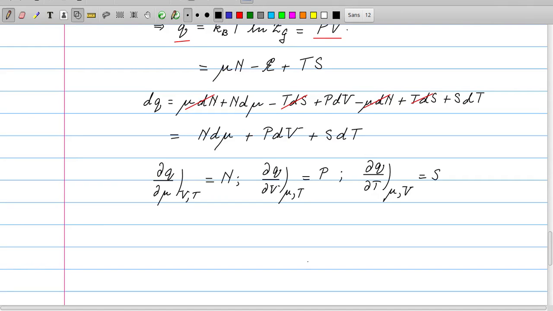So you should compare these equations with the expressions for the thermodynamic quantities in terms of derivatives of the free energy in the case of the canonical ensemble, or of the derivatives of the entropy with respect to the system parameters in the microcanonical ensemble.